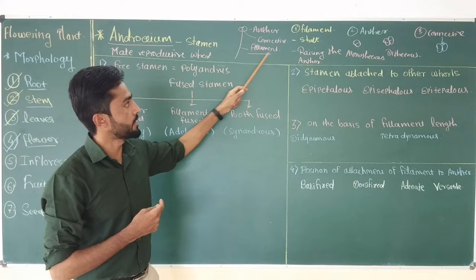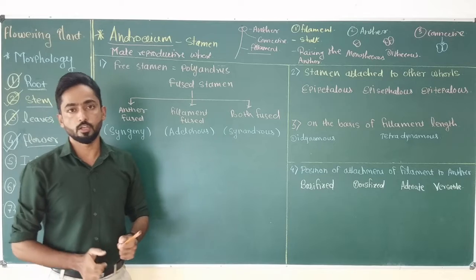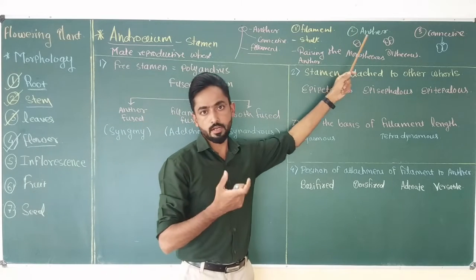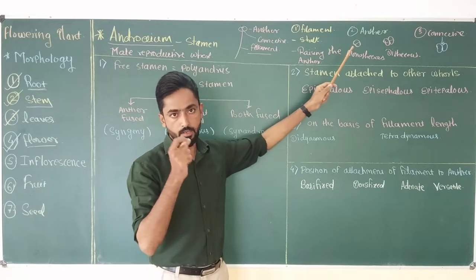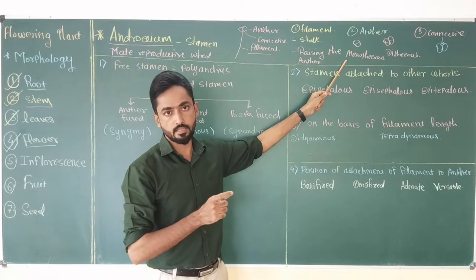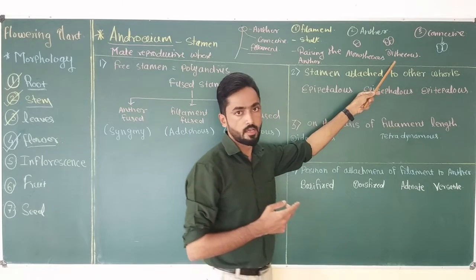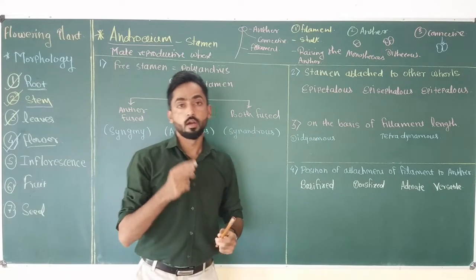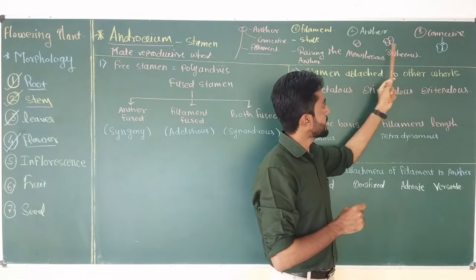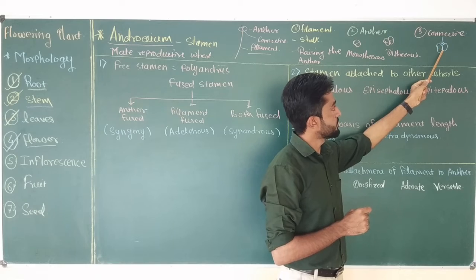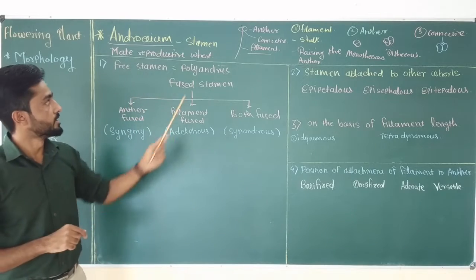So stamen is the individual unit of the androecium, and each stamen is made up of three important parts: filament, which is a stalk-like structure, and the function of the filament is to raise the anther for proper dispersal of the pollen grains. Then the anther is the swollen fertile part of the stamen, which is attached at the tip of the filament. If the anther has a single lobe, it is called monothecous anther, and if the anther has two lobes, it is called dithecous anther. Each anther has pollen sacs, where pollen grains are produced, and in case of dithecous anther, the two lobes are connected with each other by a sterile tissue called connective. So this is the structure of the stamen.